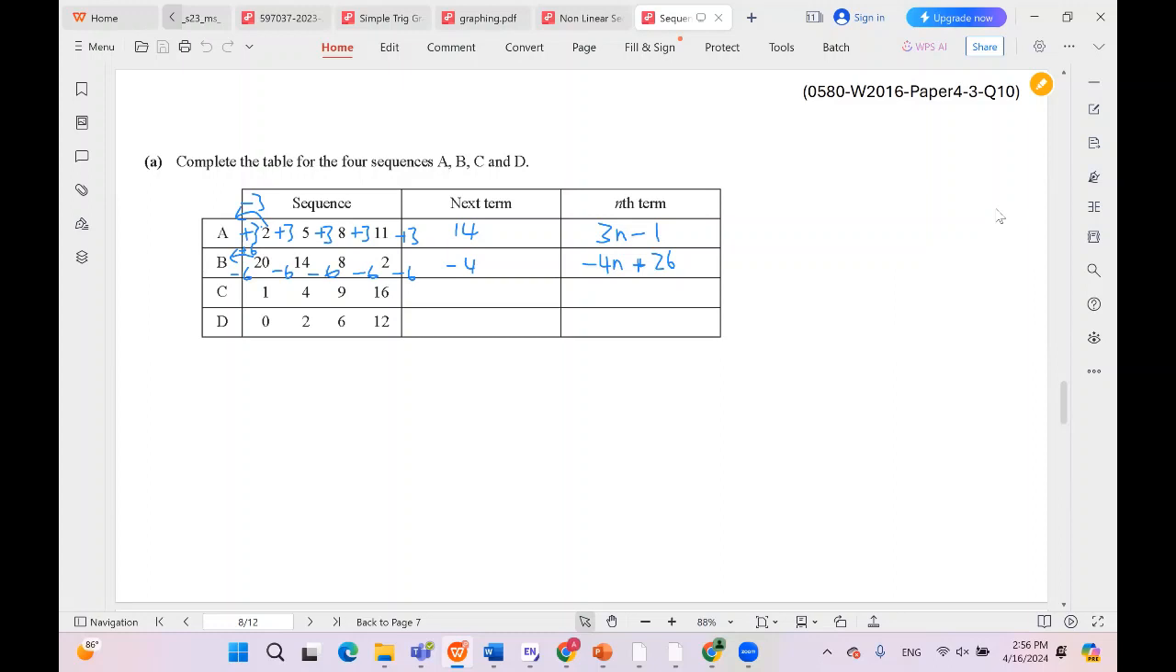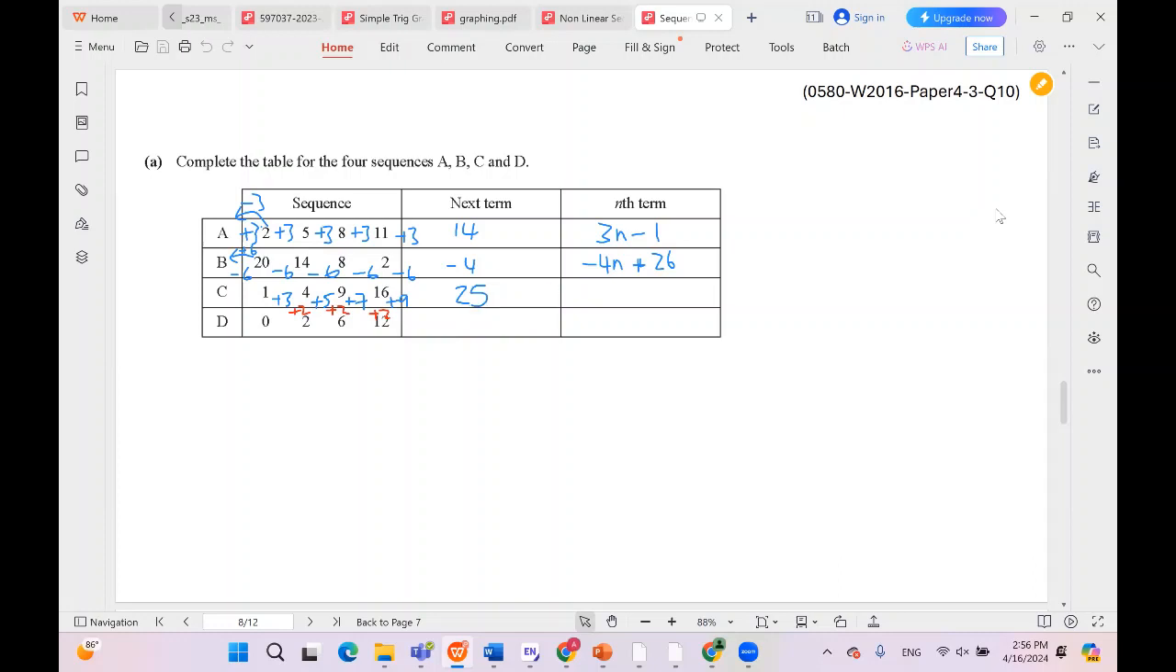Now, for the sequence C, we have 1 plus 3 equals 4. 4 plus 5 equals 9. 9 plus 7 equals 16. At the second layer, we have plus 2, plus 2. So this is a quadratic sequence. If we add plus 2 here, we get plus 9 at the first layer. So 16 plus 9 gives us 25.